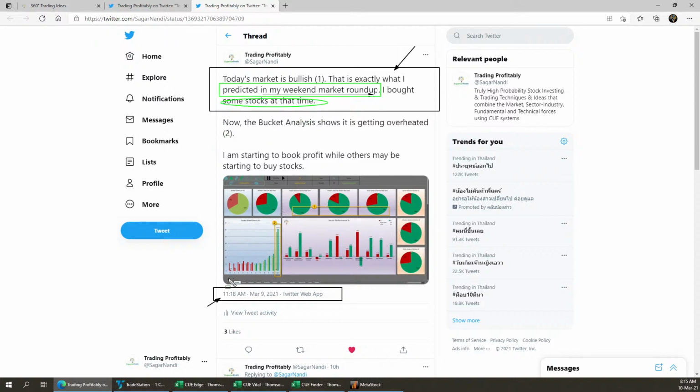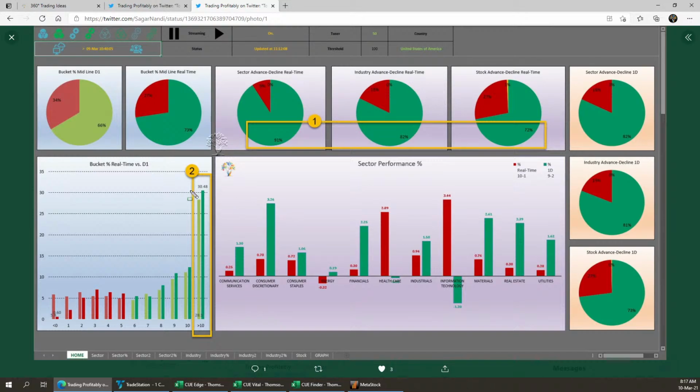And what did I tweet about yesterday? That I bought during the weekend or as of Friday's close, and now the bucket analysis is showing it is getting overheated, and I'm starting to book profit while others may be starting to buy stocks. And that I came to decide based on the bucket analysis.